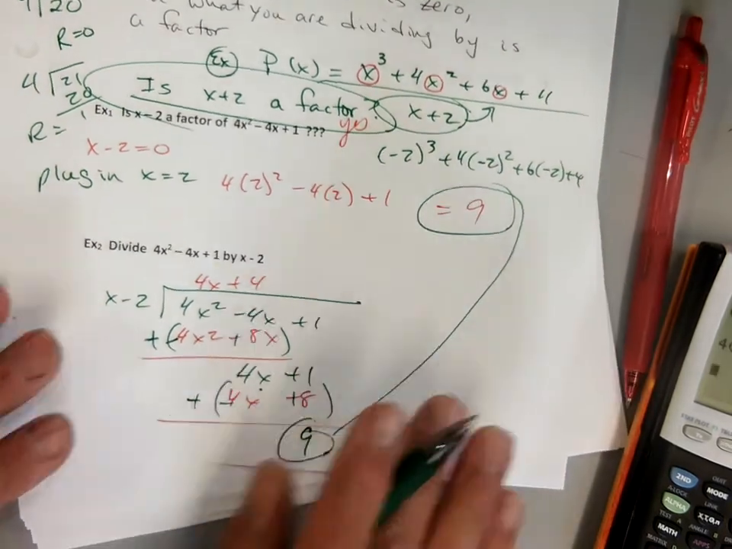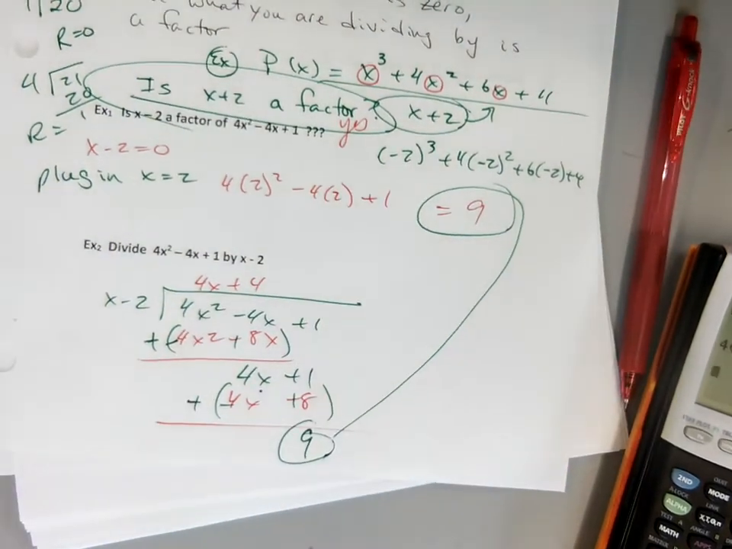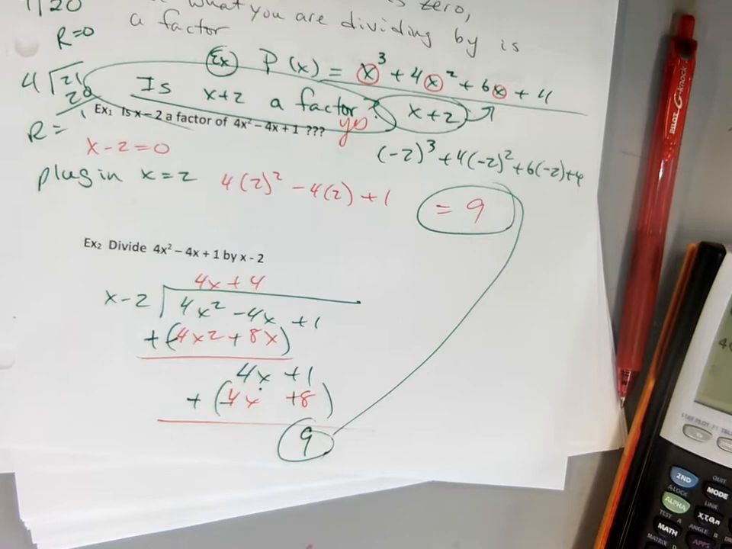Okay? So, synthetic substitution. You plug it in. If you plug it in, it tells you the remainder. Why is that important? Because we want to know if it's a factor. If you plug it in, you'll get the remainder. If the remainder is 0, it's a factor. Anything else, it's just not a factor.